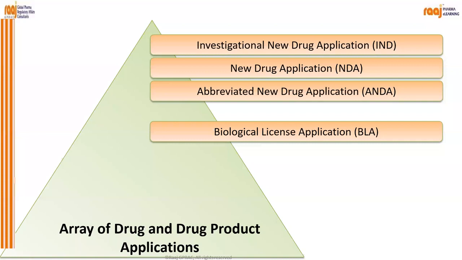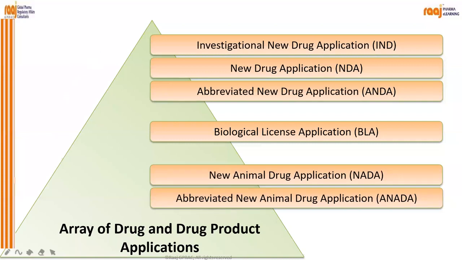Now we'll see there are different applications. When we talk about USFDA, we have to submit IND, NDA, ANDA, BLA. Then there are veterinary products, that is called NADA, that is new animal drug application, and ANADA means abbreviated new animal drug application. So like our NDA and ANDA, in veterinary it is called NADA and ANADA. Okay. So that is the difference. Otherwise, the application, if you see, is more or less similar. When we talk about biologicals, it is BLA. Okay. So we are going to learn the different applications, how they look, and what the contents are under each application.